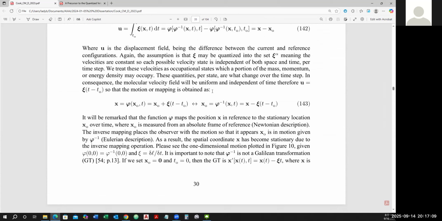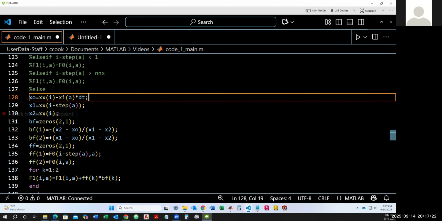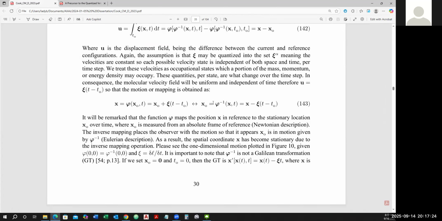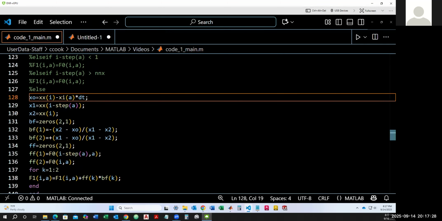So 143, this is what we're putting in, this x naught, which is phi inverse, that x minus xi t. This is the motion. So 143, right-hand side, that is line 128. So depending on the velocity, the velocity dictates the size of the element.